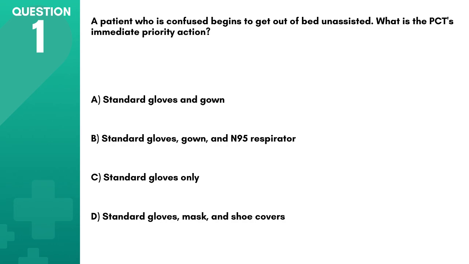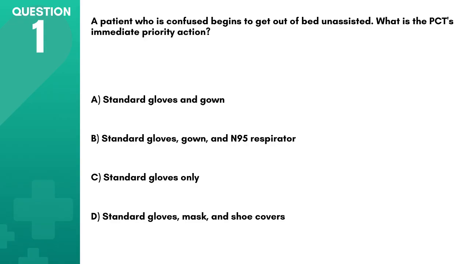Question 1. A patient who is confused begins to get out of bed unassisted. What is the PCT's immediate priority action? A. Quickly check the patient's footwear. B. Encourage the patient to sit back down and call for help.